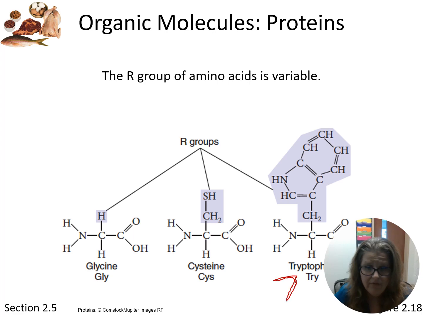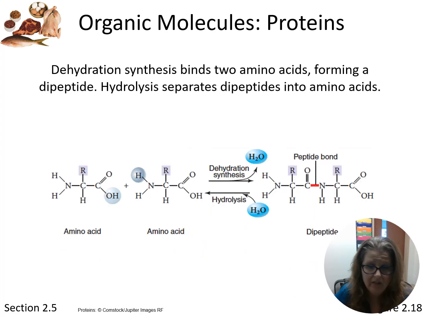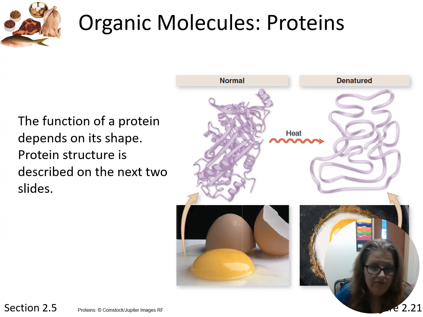You might recognize tryptophan, even though it's cut off there. It gets a bad rap for making you sleepy. It doesn't. Again, dehydration synthesis binds two amino acids, pulling that water out to form a dipeptide. Di meaning two. Peptide actually refers to the bond that's holding the amino acids together, so it's another specific type of bond. And then again, the function of the protein depends on its shape.